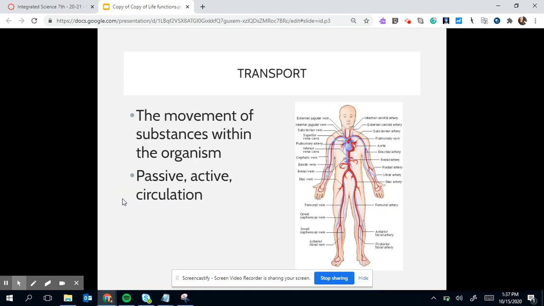The second life process is transport. All living things move substances throughout the organism. This can be passive or active circulation. In humans, we have a circulatory system which actively transports our nutrients and other things throughout our system.